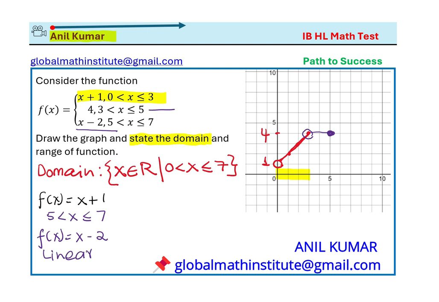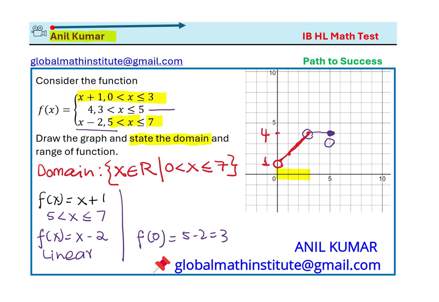If I plug in 5 here, then we get what? F of 5, which is not included, of course, is 5 minus 2, which is 3, but not included. So at 5, it is 3. I will make a hole here because this point is not included. You understand why? Because x is greater than 5, not equal to 5.